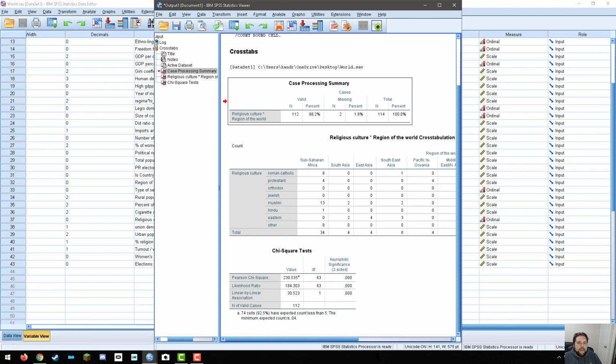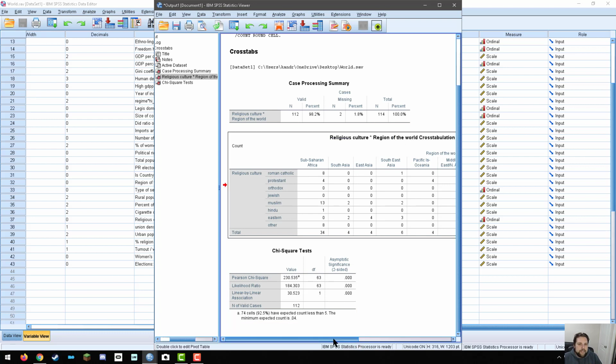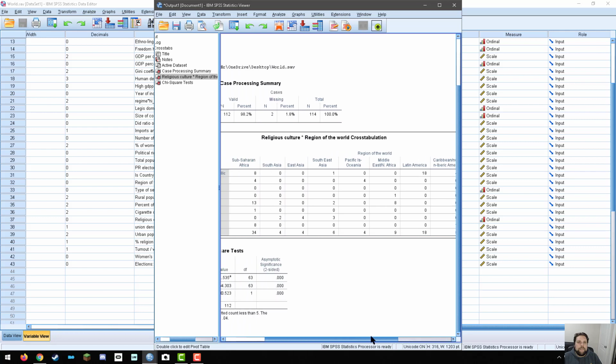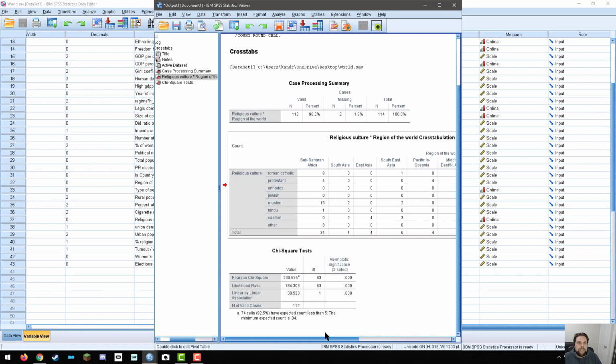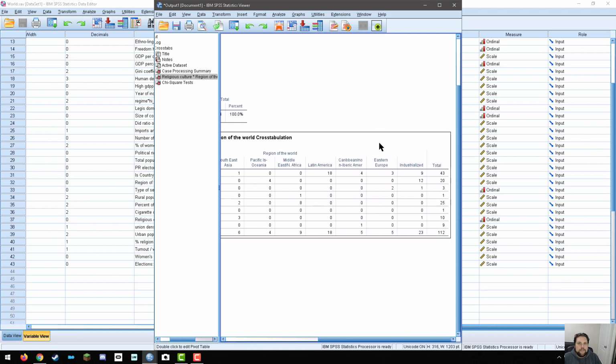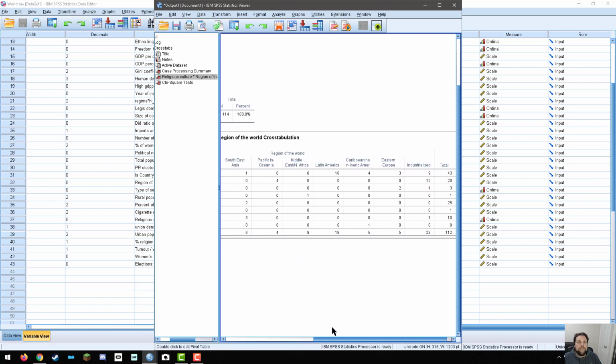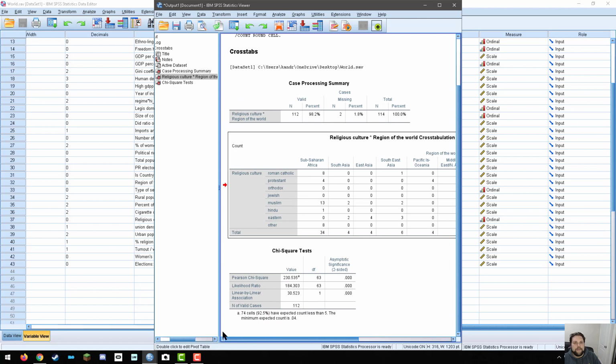Okay? So now, like I said, we have this crosstab where we take each of the different categories for the regions and we line them up with each of the categories for the religious categories. So in sub-Saharan Africa, for example, there are 8 Roman Catholic countries, 4 Protestant, 13 Muslim, 1 Hindu country, and 8 other, for a grand total of 34 different countries. And you can go to any of these different sections here and get the general breakdown of what those countries are like.